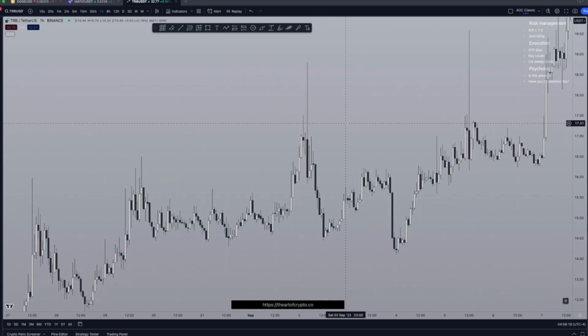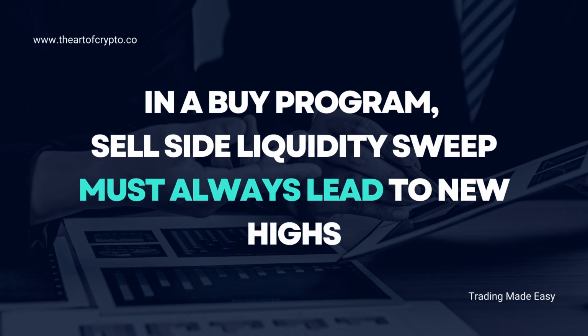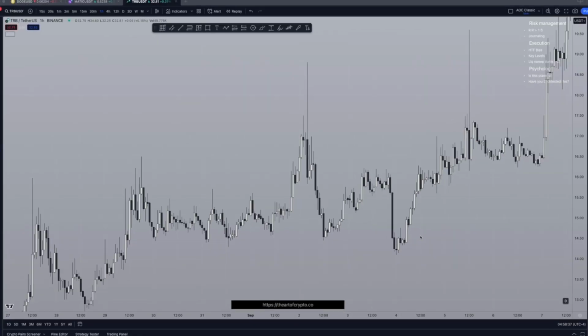So just like in the same process, right? Again, the impulse doesn't really matter. What matters is that in the first move, you swept the liquidity over here, and the second move, you swept the liquidity over here. And after you swept the sell side, remember what I said, in a buy program, sell side liquidity sweeps must always lead to new highs. This is how you validate the fact that you are still in an uptrend and not a downtrend. If you're in a downtrend, well, after you sweep the sell side, you will fail to make a new high. In this case, you would have been correct to say that we have already shifted into a bearish trend. Basically, after sweeping the sell side liquidity here, you did not make a new high.